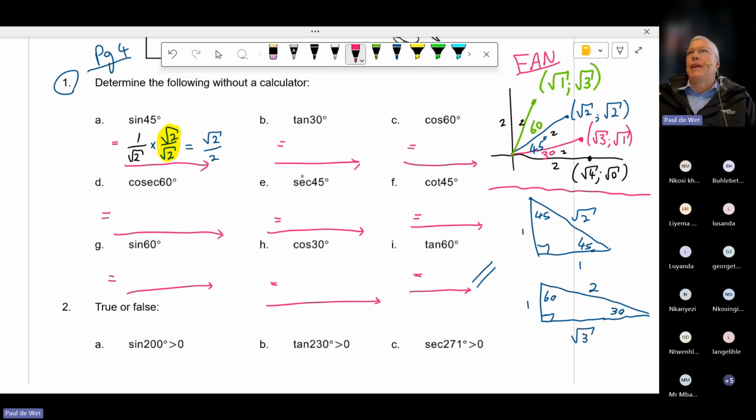All right, next up, tan of 30 degrees. Just put your hand up if you know what the tan of 30 degrees is. Guys, I've told you this before, but don't just sit here and don't try today. I need you to try.